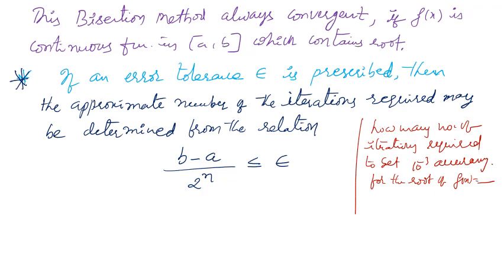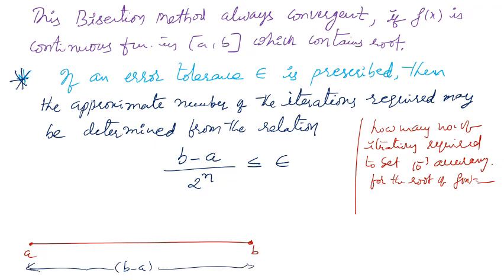Okay, if n is the number of iterations, then the criteria will be b minus a by 2 power n less than or equal to epsilon. How is this possible, one can ask. This is the interval a, b. Beginning, the length of this is b minus a. Next, the first approximate root is m1, the midpoint of the interval, and the length becomes b minus a by 2. This is the first iteration: b minus a by 2 power 1.